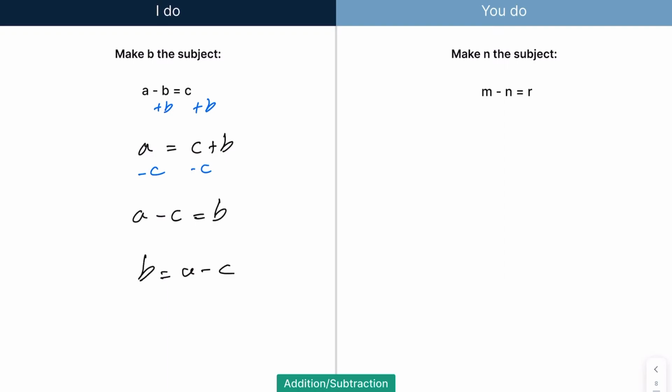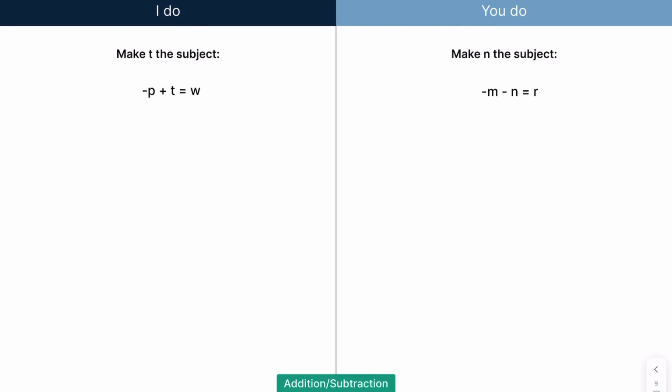Looking over on the right, again, hopefully you've pressed pause and had a go. The first thing you did, hopefully, was to make the N positive because it's negative here. So we're going to add N to both sides and move it over. So M is equal to R plus N. Now that N is positive, we'll just get rid of the R. And that gives us M minus R is equal to N.